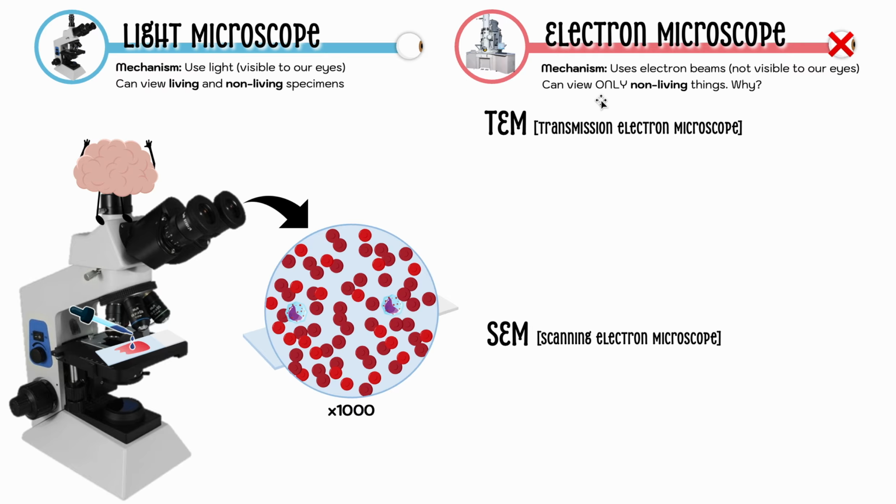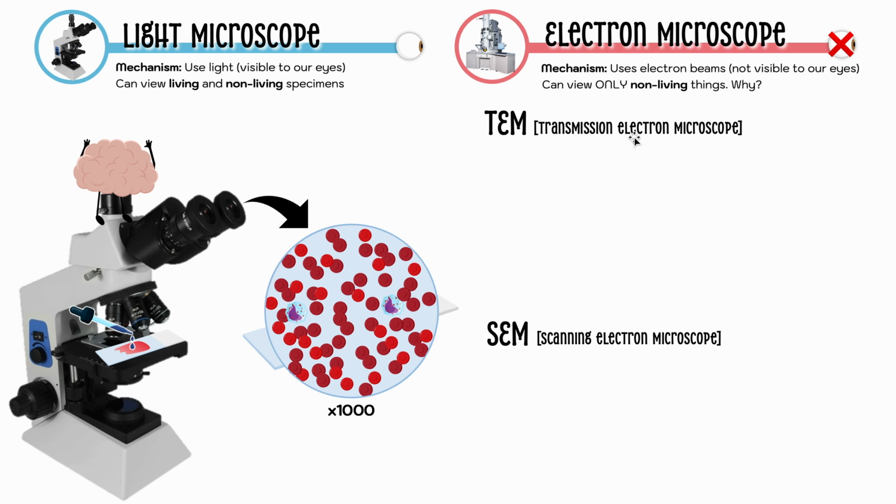Now, very important, why are electron microscopes not able to view living things? Why can they only view non-living things? Because these electron beams are very dangerous. And as these electron beams are shot towards the sample, the specimen will be killed in the process. That is the fundamental reason why.